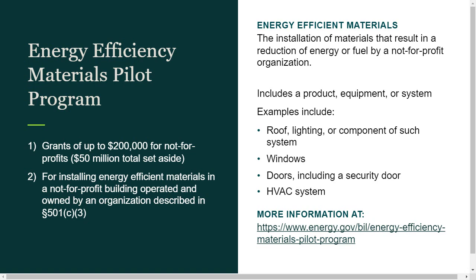This program provides grants of up to $200,000 to not-for-profit organizations for installations that reduce energy or fuel consumption. Some of the qualifying installations are noted below: roofs, lighting, windows and doors, and HVAC systems, essentially installations that would reduce energy or fuel consumption for heating, cooling, or lighting.